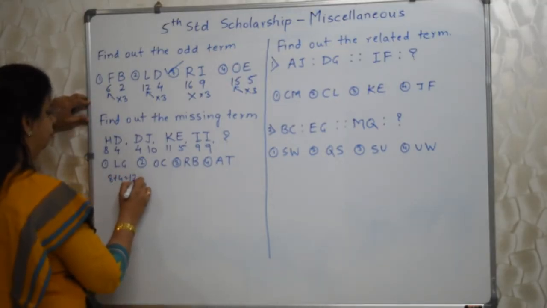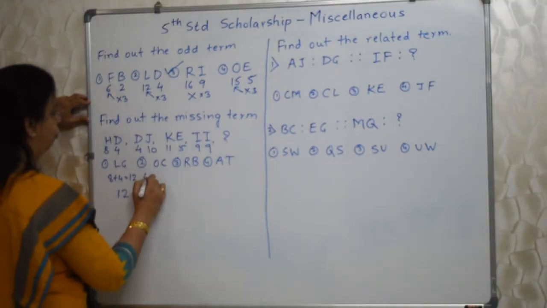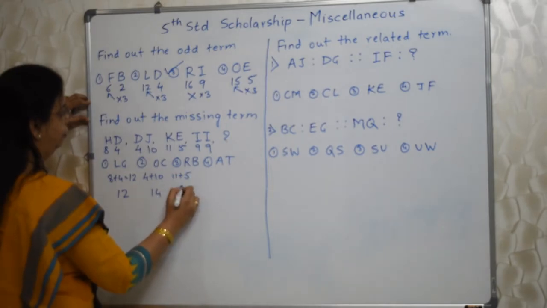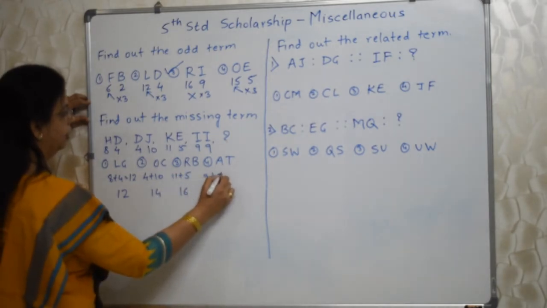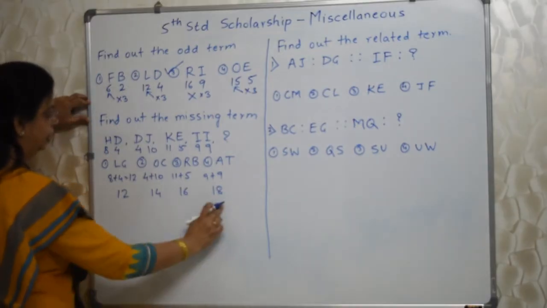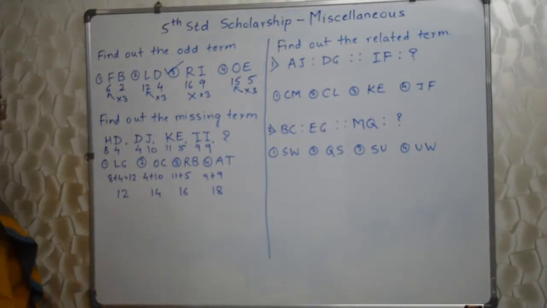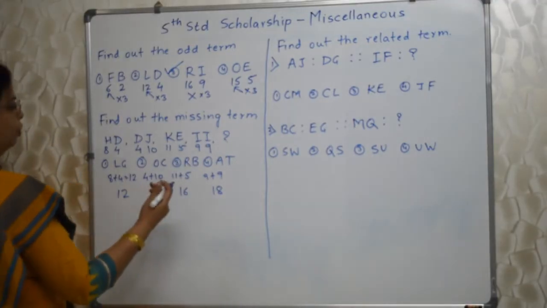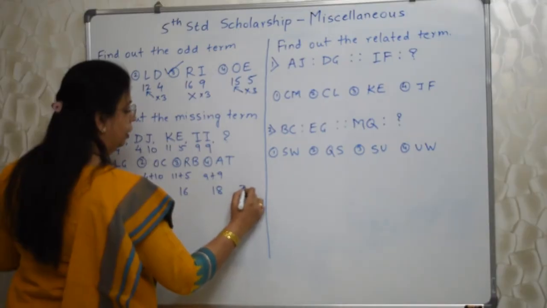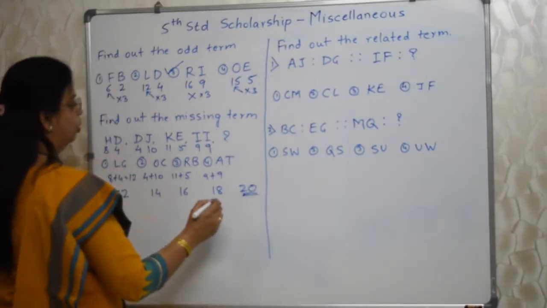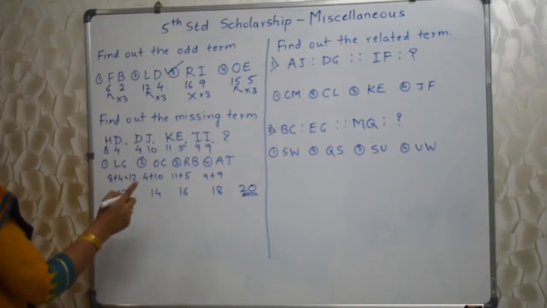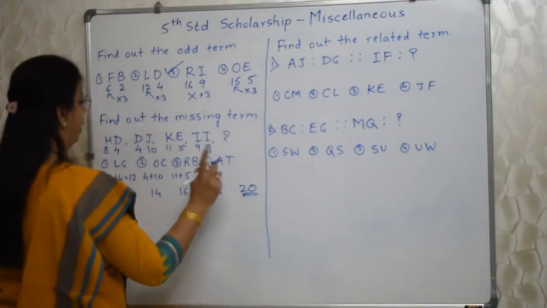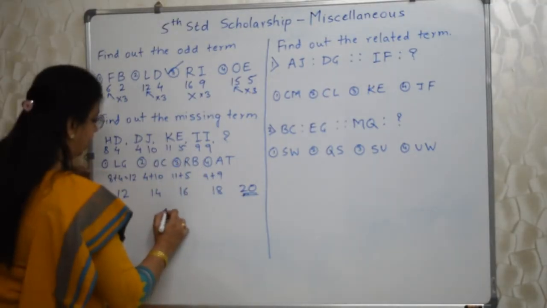This is 12. I am writing it here. 12. 4 plus 10, 14. 11 plus 5, 16. 9 plus 9, 18. Can you see the relationship here now? Yes, they are consecutive even numbers. They are increasing by 2, 2, 2, 2. So next also, next has to be 20, right? So I must go to the option and find out such an option whose addition of serial numbers is 20.